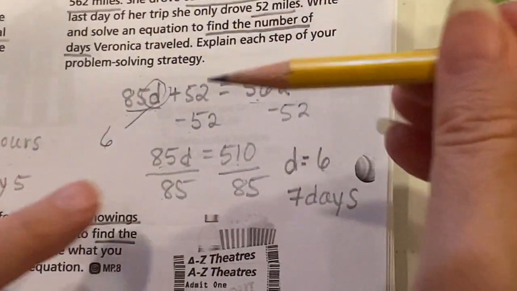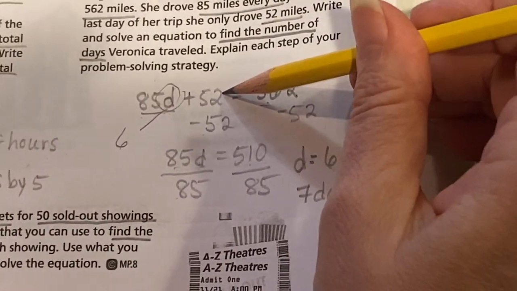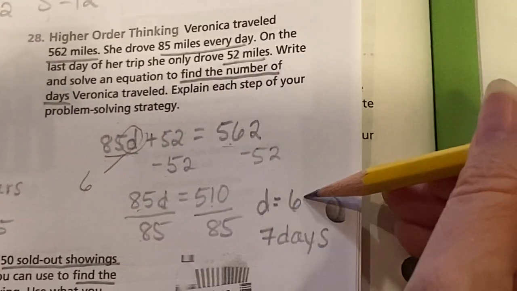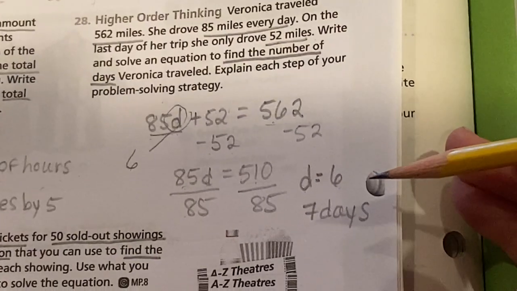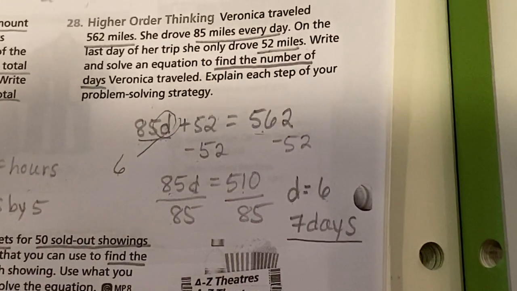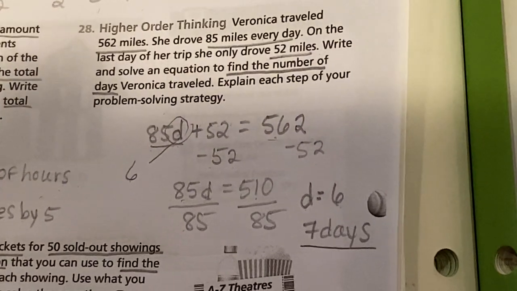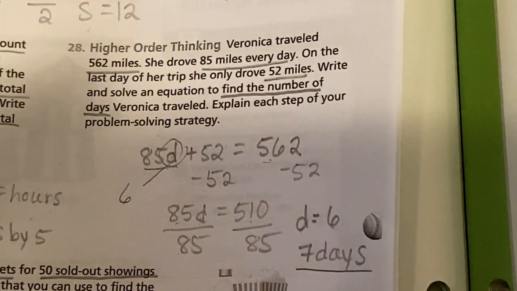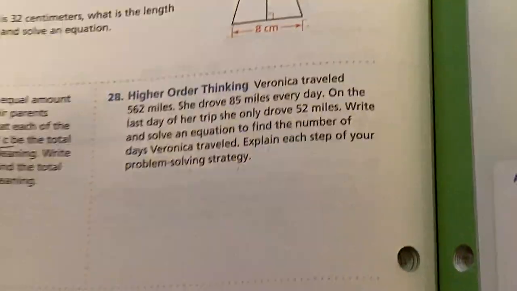And then I know that last day she drove 52 miles. So 6 days of 85 miles and 1 day of 52. So the answer for the number of days is 7 days. I think that was kind of a tricky one. Good. Okay. Moving right along here.